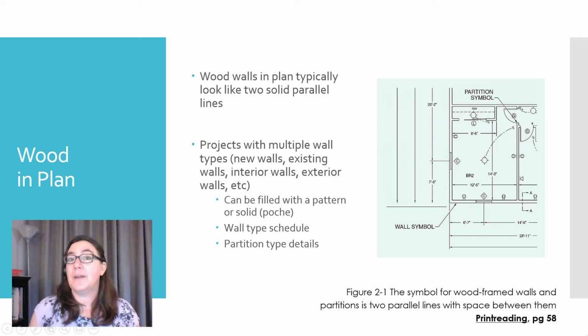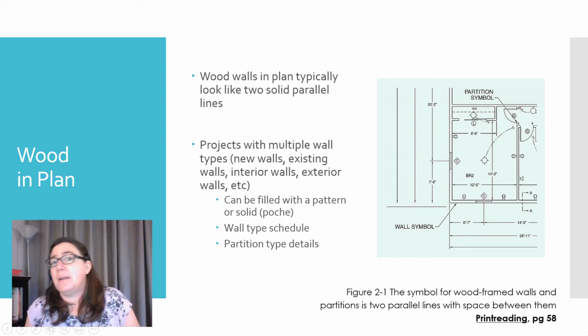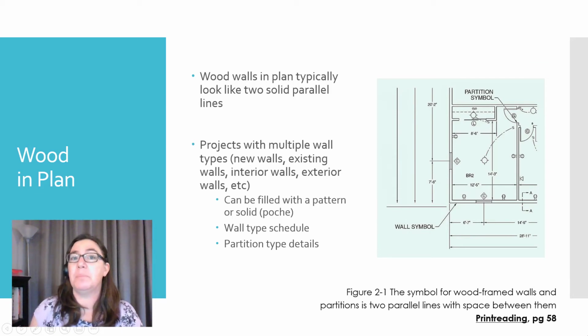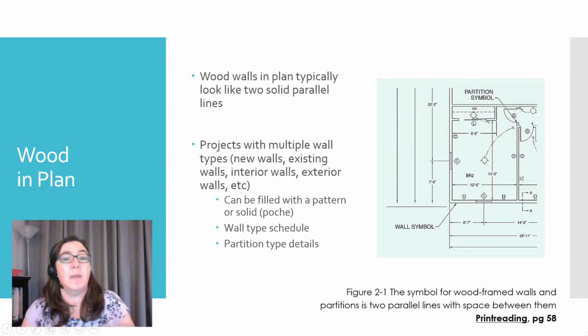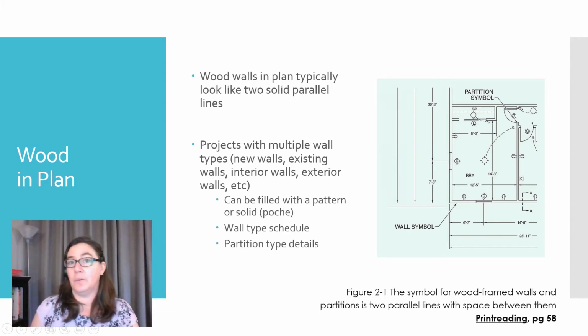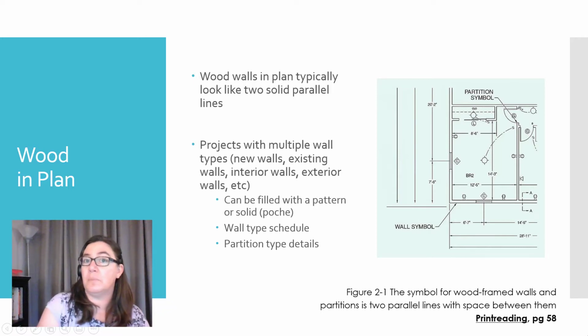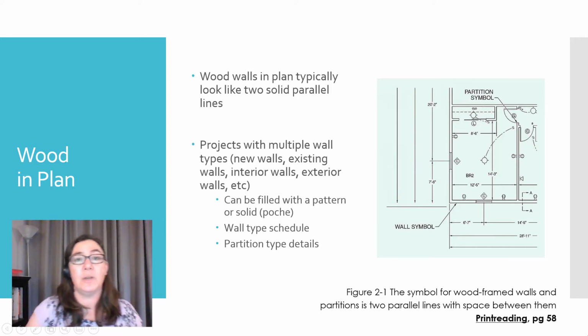The first material we're going to talk about is wood, and we'll start out looking at wood walls in a plan. It's very simple. They typically look like two solid parallel lines. But what if there's multiple wall types in your project? Maybe there's new walls and existing walls. Maybe there's interior walls and exterior walls. Maybe some walls are using insulation and some are not.